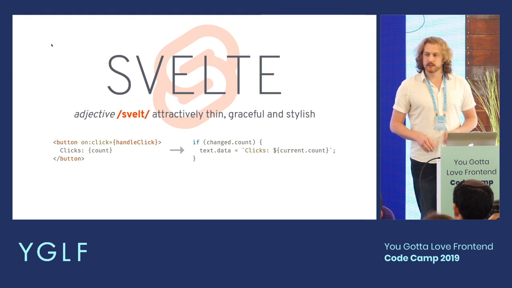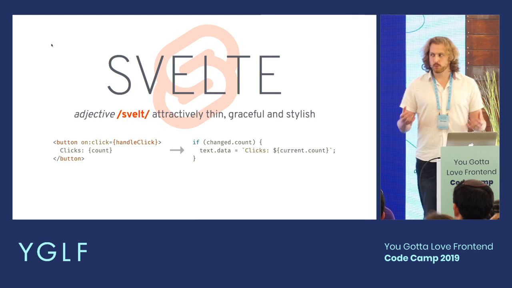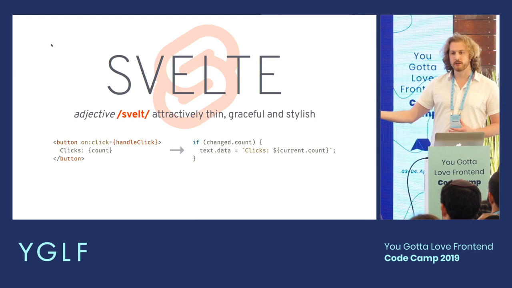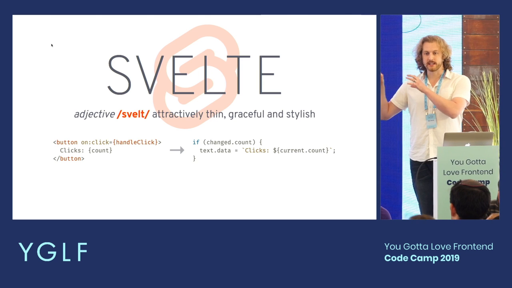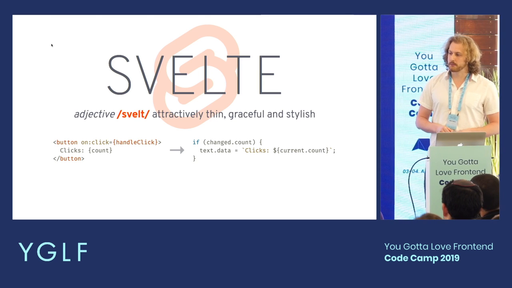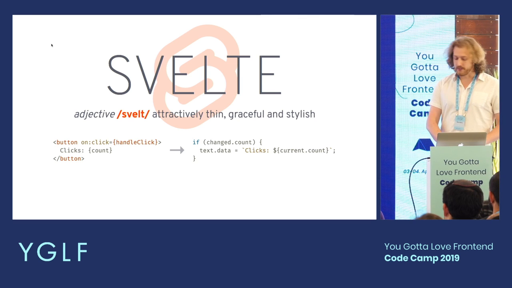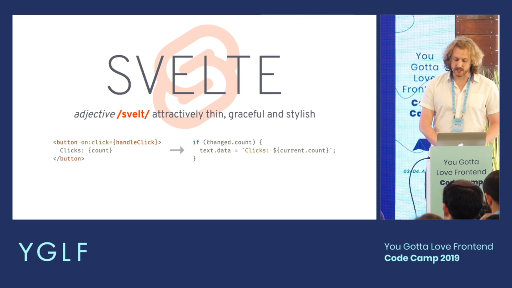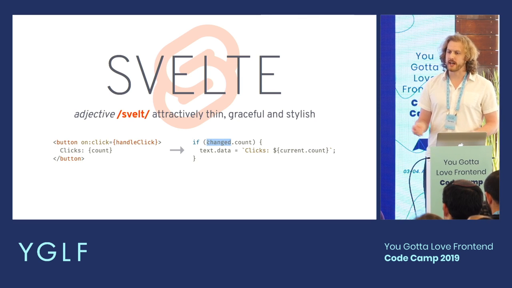And so I started a project called Svelte. And this is what it does. It takes your declarative components and then it turns it into the efficient, imperative, low-level code that manipulates the DOM directly. The interesting part here is changed. How do we figure out what changed?